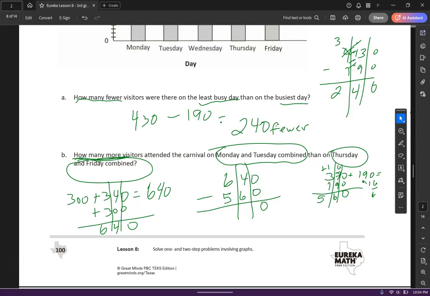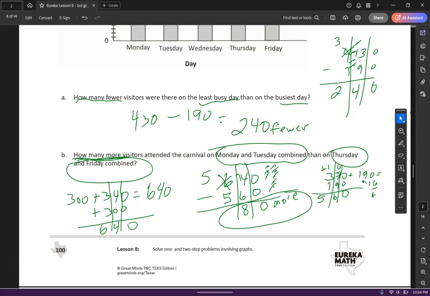4 minus 6 I cannot do. Go next door. Turns into a 5. 14. Count up. 6, 7, 8, 9, 10, 11, 12, 13, 14. 1, 2, 3, 4, 5, 6, 7, 8. 8. So 80 more.